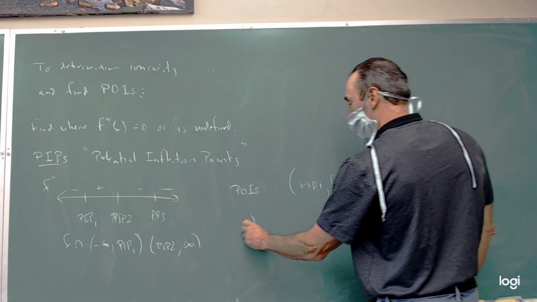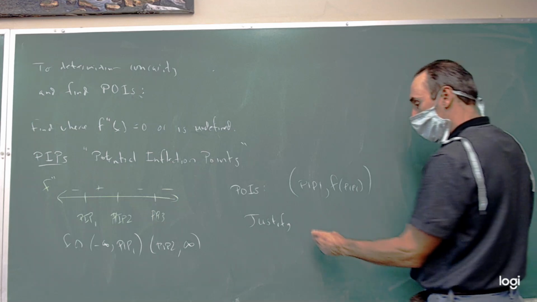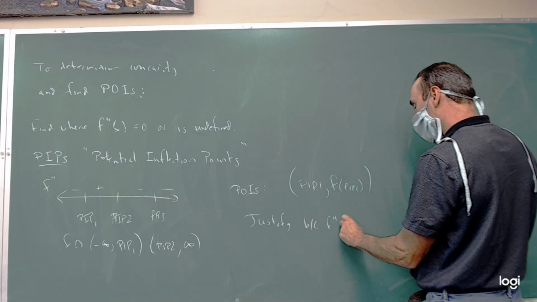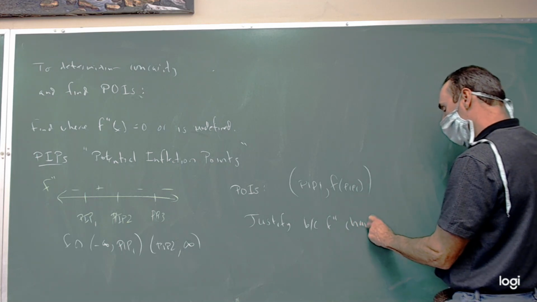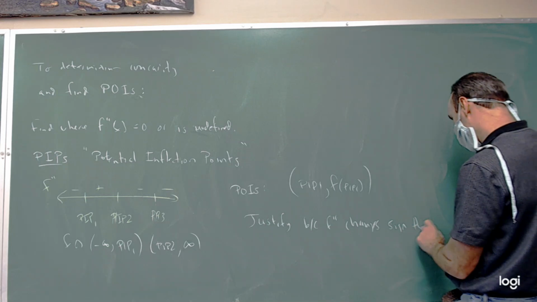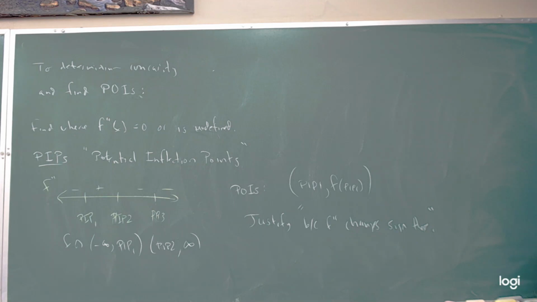So our justification here, we don't really care how it changed, just that it did, is going to be because f double prime changes sign there. That's what you're going to have to say for the justification. Does that make sense?